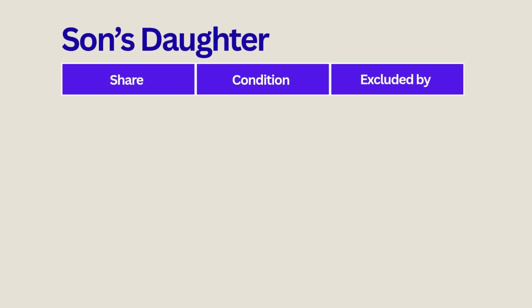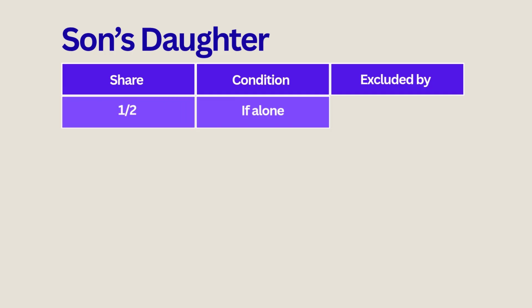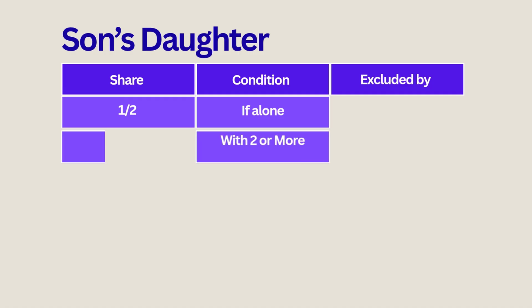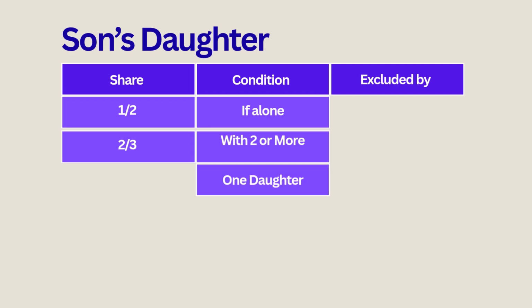6. The son's daughter. When we talk about the son's daughter, that's the granddaughter through a son, her share depends on who else survives. If she inherits alone and there's no son or daughter, she receives 1/2 of the estate. If there are 2 or more of them, they share 2/3 equally. But if there's one daughter, the son's daughter gets 1/6 to complete the total share for female descendants.